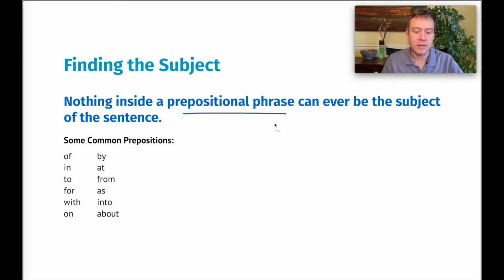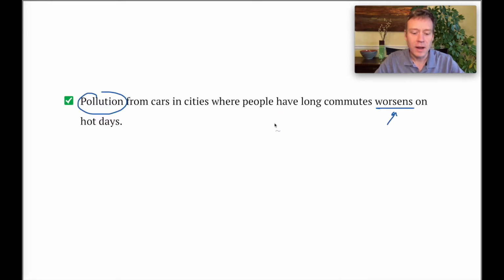So in our example before, how do we know that the subject was pollution and not something else like cars or cities or people or commutes? Well, it's because of getting rid of prepositional phrases and other unnecessary things. So for example, this word from, that's a preposition, and so that means from cars is a prepositional phrase, and if we're looking for the subject, we can just get that thing out of there. And in is another preposition, so if we're looking for the subject, we can kill this prepositional phrase.